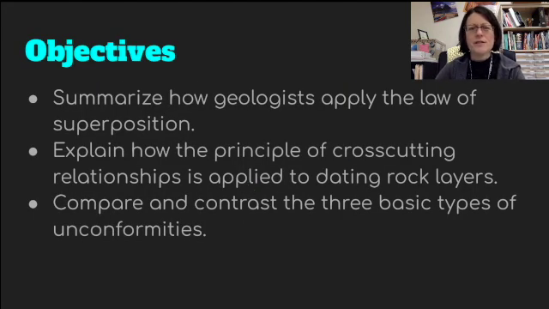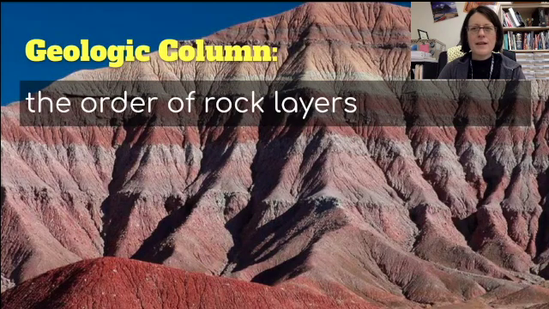So our objectives are to summarize how geologists apply the law of superposition, explain how the principle of cross-cutting relationships is applied to dating rock layers, and compare and contrast the three basic types of unconformities. So the first thing we're going to look at is the geologic column. This is the order of rock layers.